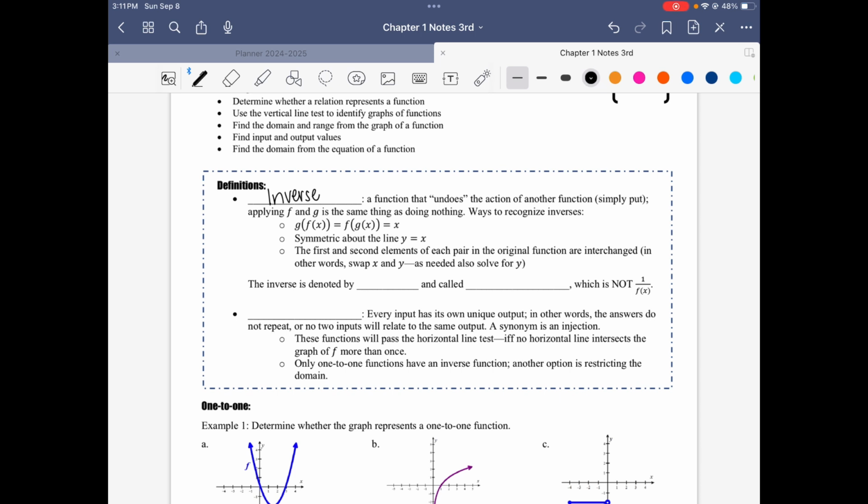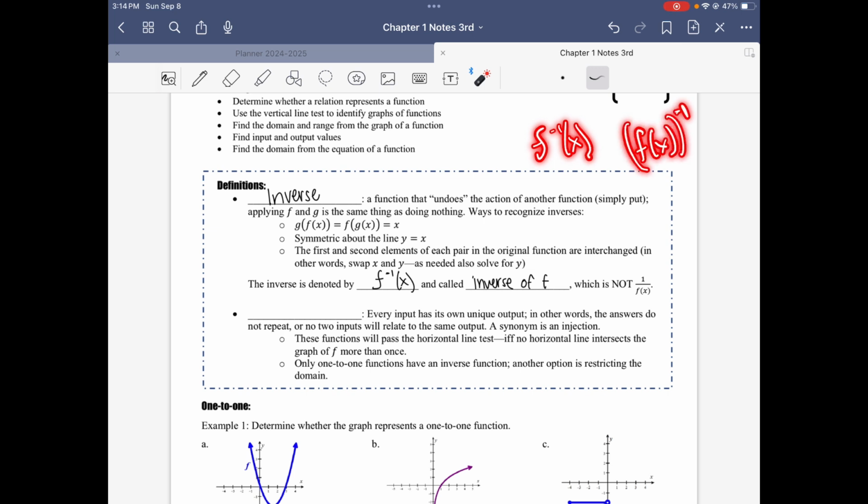The way that we write inverses, the inverse is denoted by f to the negative 1 of x, and we say inverse of f. It is important to note that this is not the same as 1 over f of x. I know that previously you would have learned that negative exponents meant that you should move them to the denominator. The placement of this negative 1 is what differentiates it. So this says inverse. This would say that it's an exponent that needs to move down.